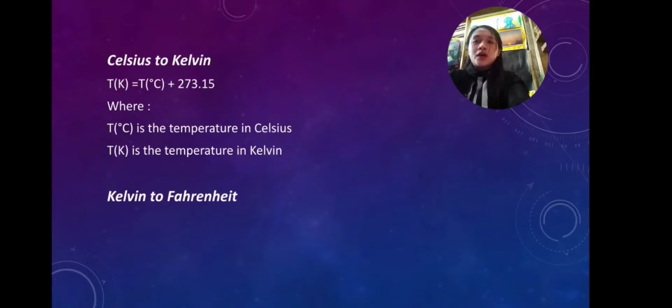In getting Celsius to Kelvin, we have the formula: K equals degrees Celsius plus 273.15, where TC is the temperature in Celsius and K is the temperature in Kelvin. And for Kelvin to Fahrenheit, we have degrees Fahrenheit equals 9/5 (K minus 273) plus 32.